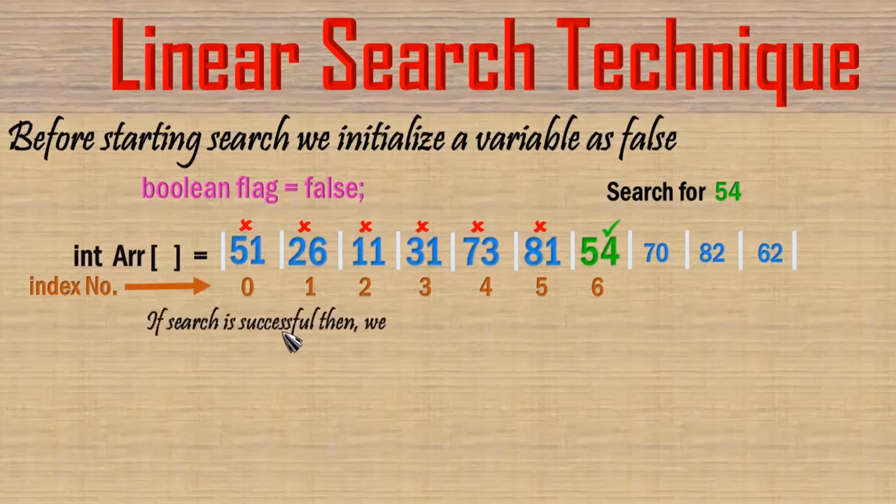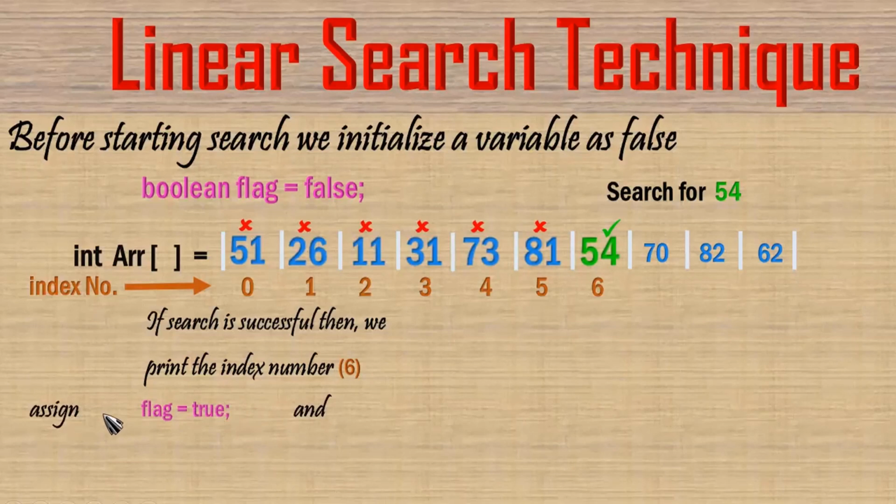When the search is successful, we print the index number of the element which is found, and then we assign the flag as true. When the search is successful, we don't need to check the rest of the elements. So what we do is break using the break statement.